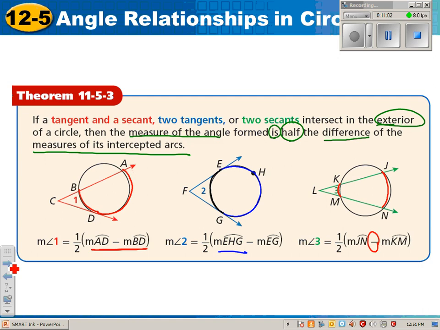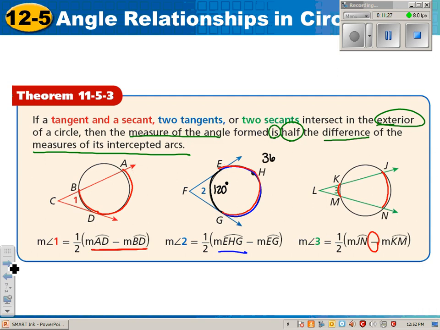Are you guys with me? Okay, notice one thing about the one in the middle in blue. EHG and EG, when you put them together, what do you get? Whole circle. More than likely, they're going to give you problems where they're maybe going to tell you this is 120 degrees and that is it. How are you going to find the red arc?